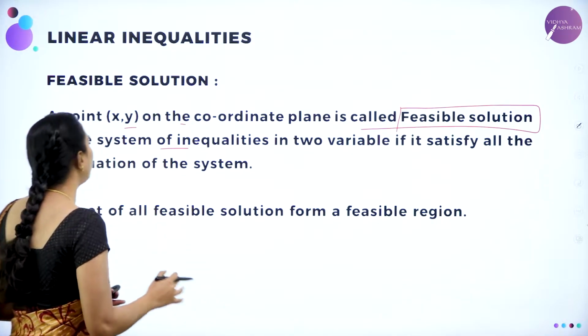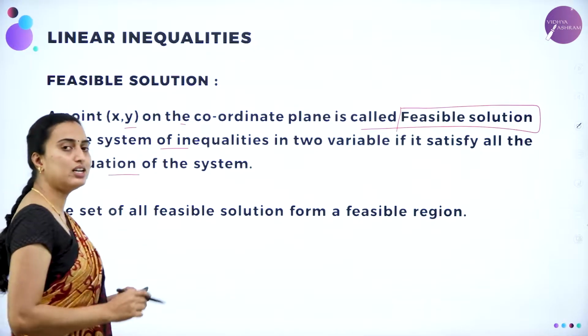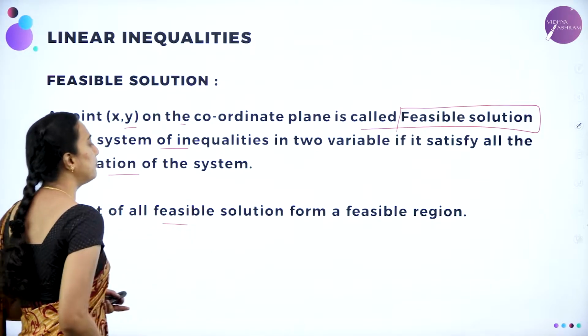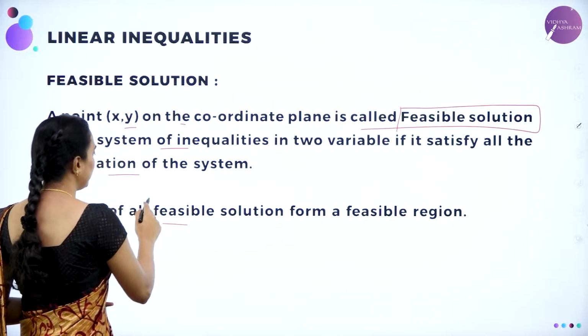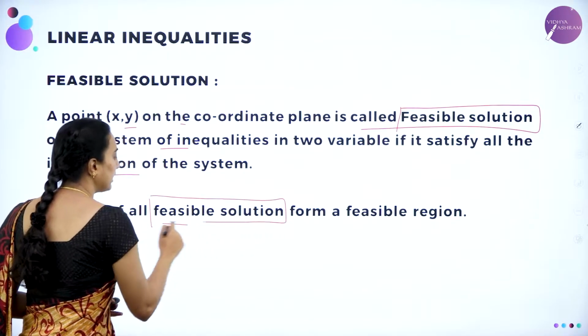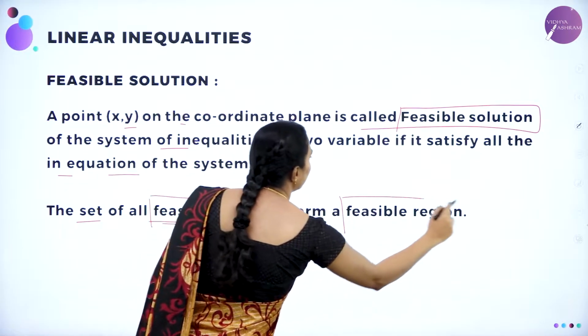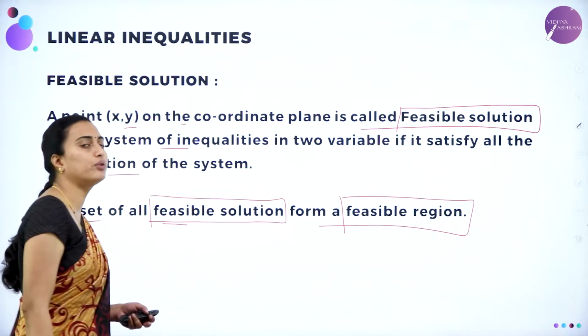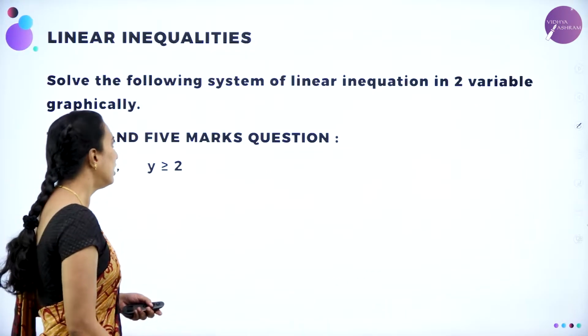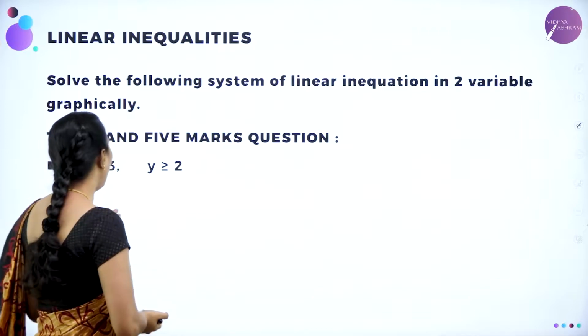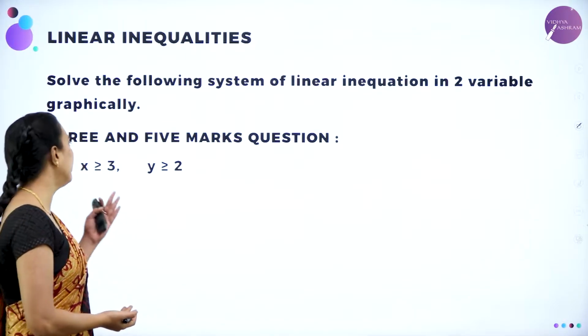If it satisfies all inequations of the system, the set of all feasible solutions forms a feasible region. Here the set of all feasible solutions will form a feasible region. I'll tell you how you are going to draw that feasible region. Now let us move on to the problems of a 3 marker and then 5 marker.